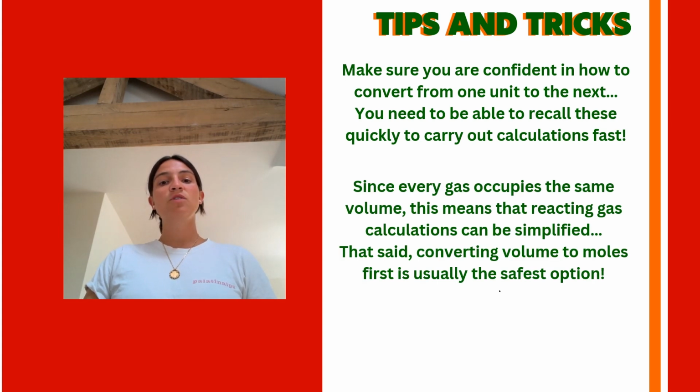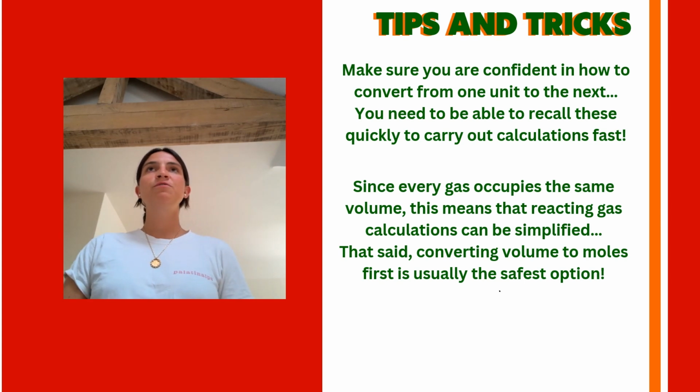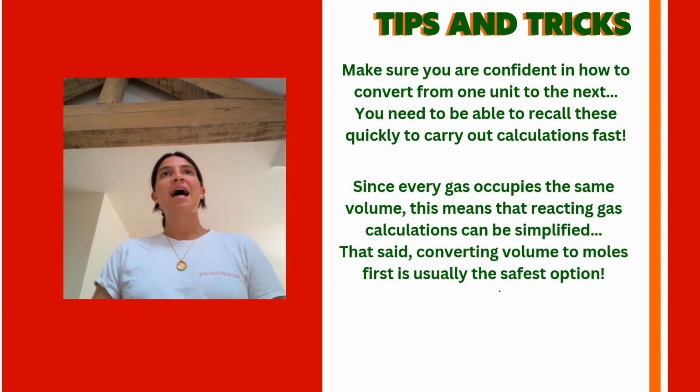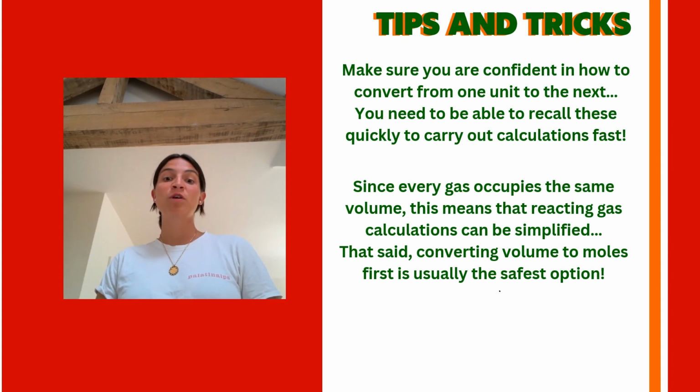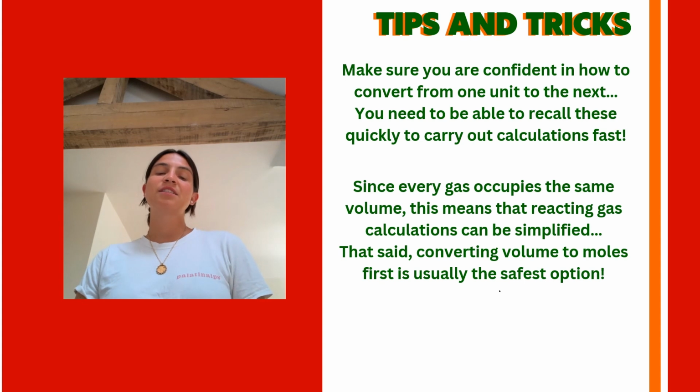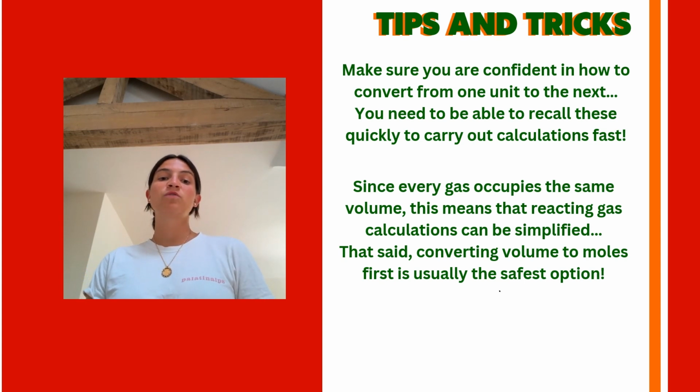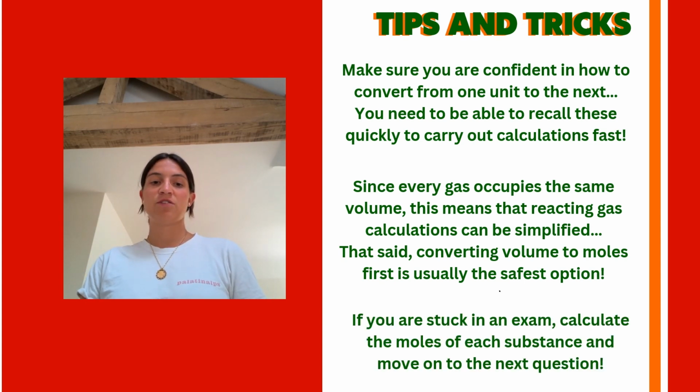Secondly, since every gas occupies the same volume for the same number of moles, this means that the reacting gas calculations can be quite simplified. You saw that final step there. Once you've figured out the number of moles of each gas, actually it's very quick to figure out how much volume that's taking up. That said, converting volume to moles first is usually the safest option.